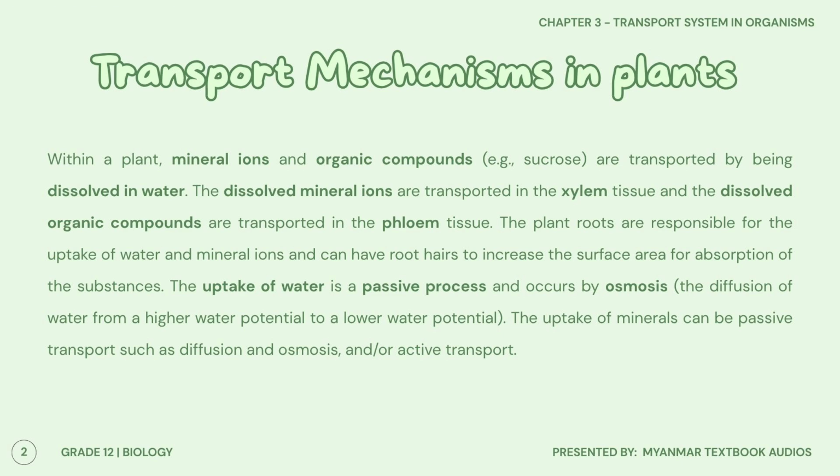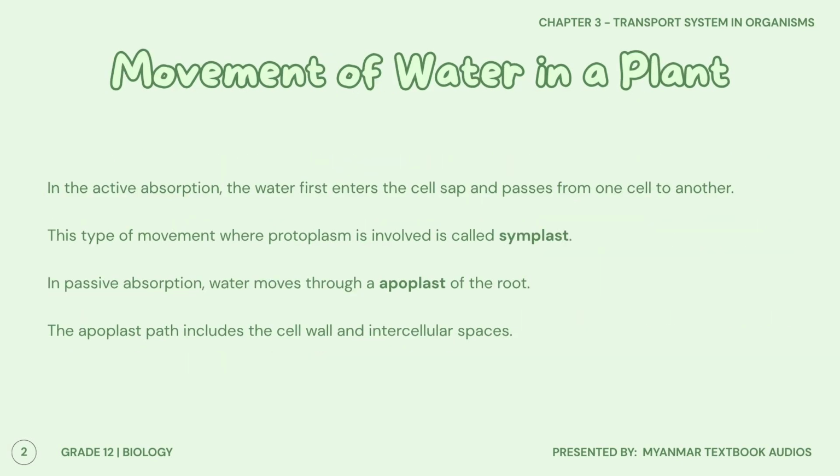The uptake of water is a passive process and occurs by osmosis, the diffusion of water from a higher water potential to a lower water potential. The uptake of minerals can be passive transport such as diffusion and osmosis and/or active transport. Movement of water in a plant: in the active absorption, the water first enters the cell sap and passes from one cell to another.